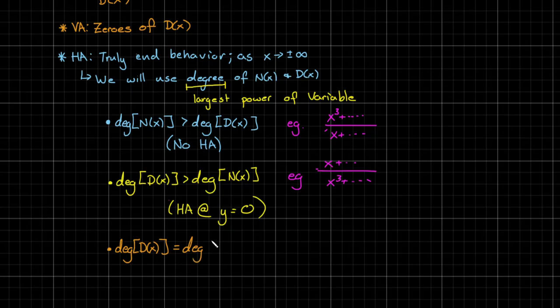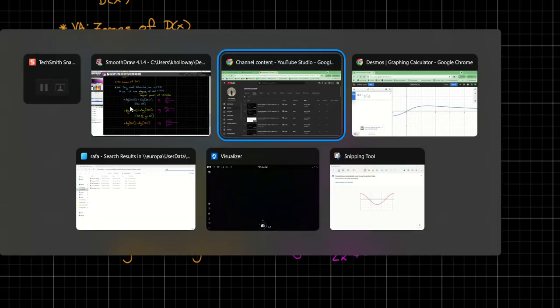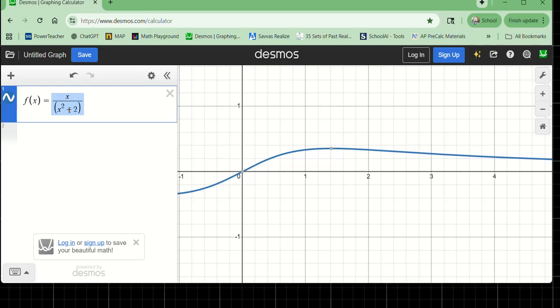Okay. Let's say the degree of d is equal to the degree of n. They're exactly equal. Let's do a quick example here. Maybe it's 3x squared plus who cares over 2x squared plus who cares. Both of these are degree what? 2. Now, in this situation, we're going to play around with this. We're just going to make it as nice as possible.